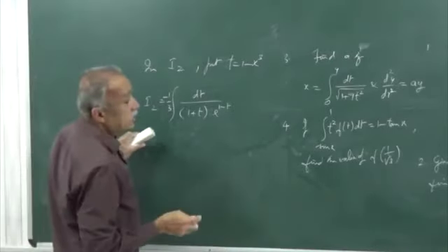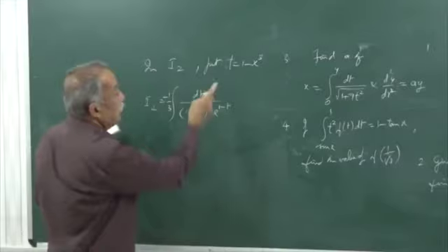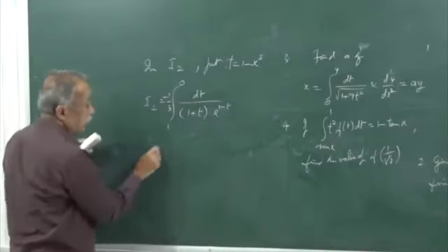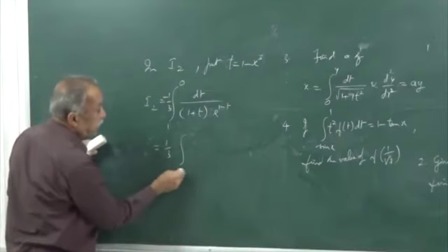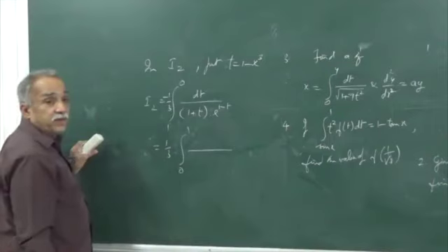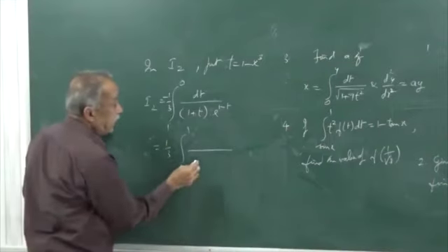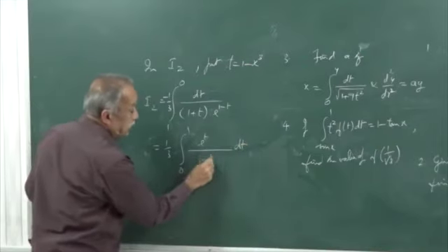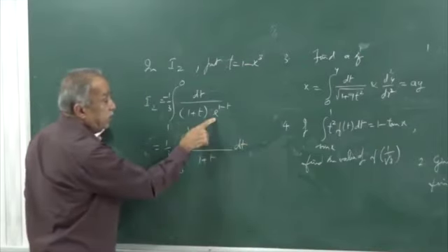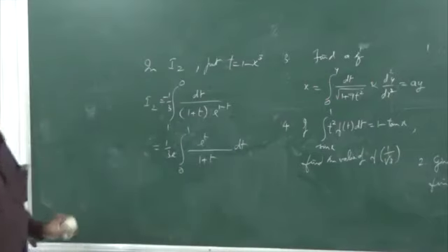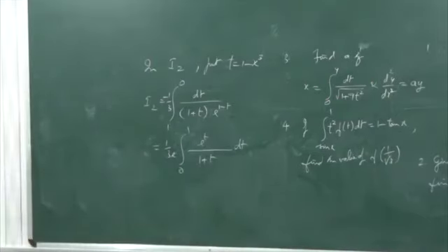New limits: when x is equal to 0, t is equal to 1. When x is equal to 1, t is equal to 0. Interchange limits, 1/3 of 0 to 1. What is this? This I may simplify as e to the power t dt by 1 plus t. There is one more factor in denominator, e, a constant factor. I will write it outside. Over.